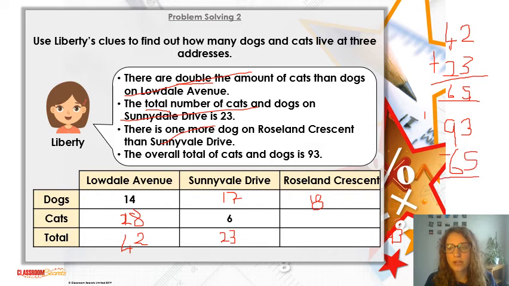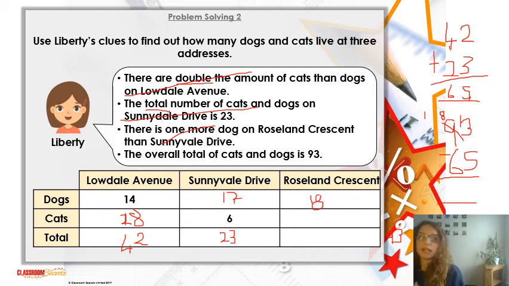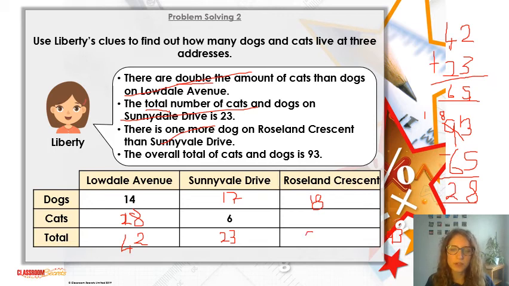Okay, so 3 take away 5. If I have 3 cookies, can I take away 5? Not without going into negative numbers, so I'm going to exchange. So this one is going to become 8, and the 1 ten I've taken goes here. So I've now got 13 take away 5. Okay, so that takes me to 8. 8 take away 6 is 2. So this total is 28.